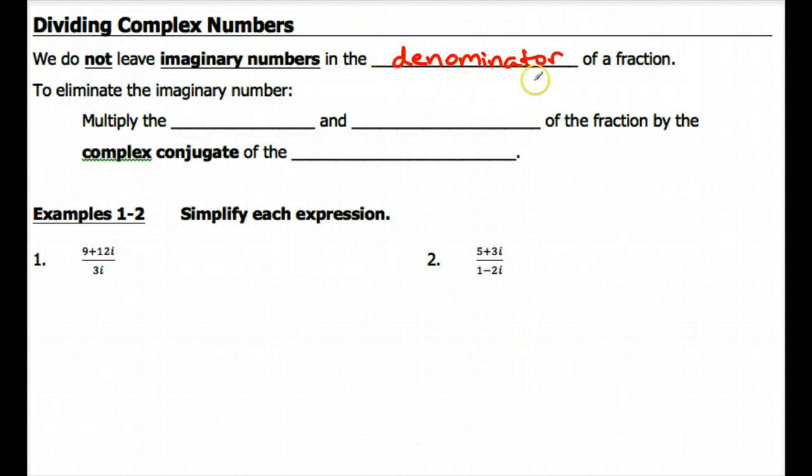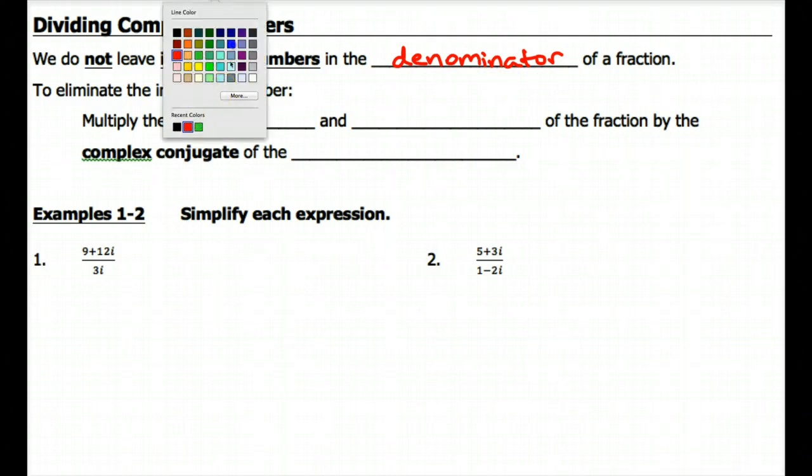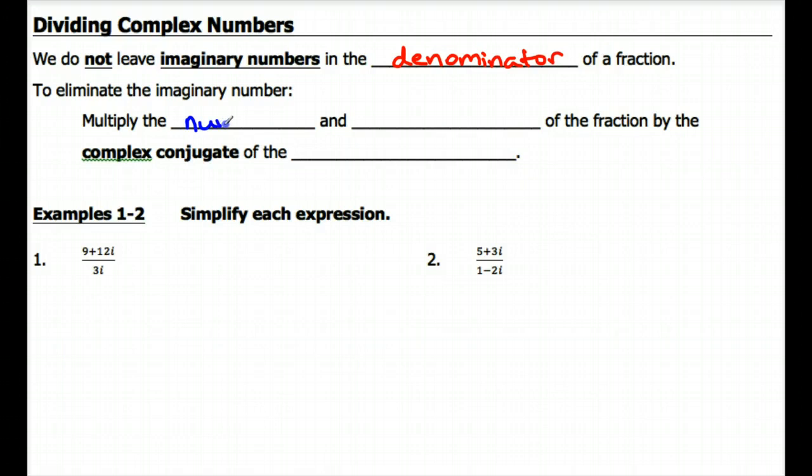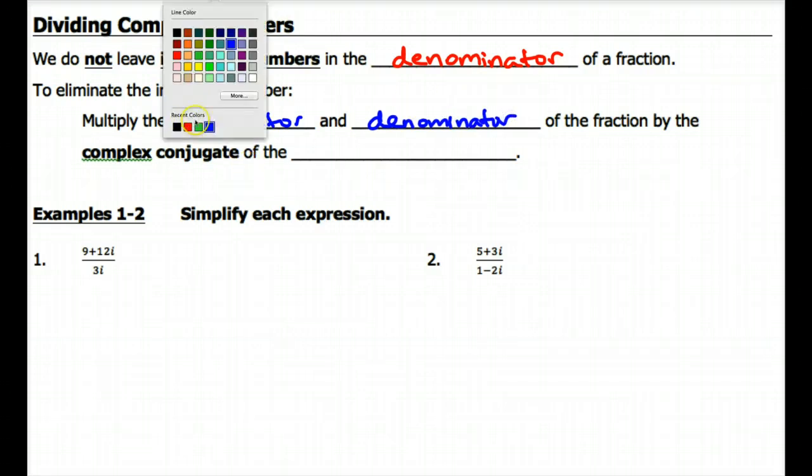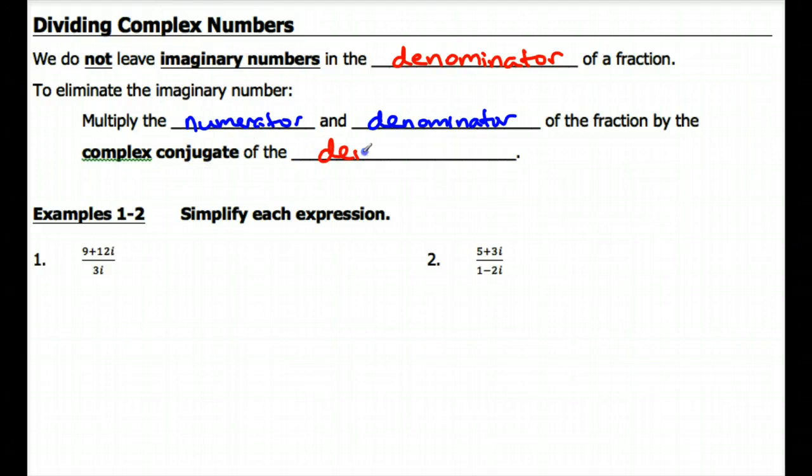And so in order to get rid of imaginary numbers in the denominator, we're going to do this process here. That process is we're going to multiply both the numerator and the denominator of your fraction by the complex conjugate of the denominator. So to get rid of imaginary numbers in your denominator, you take the complex conjugate of the denominator and you multiply both the top and bottom by that conjugate.